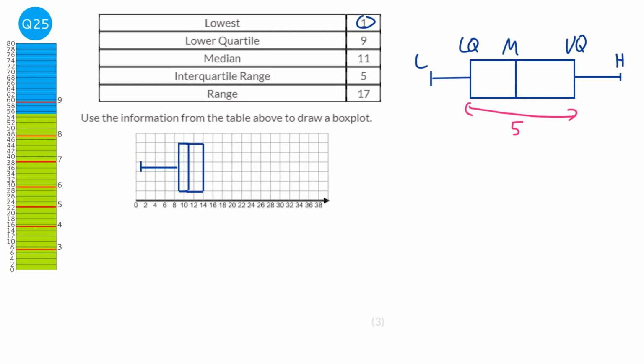Now the range is the total distance, or the total width, of our box plot. So that's 17. So that's going to be 17 higher than the lowest value. The lowest value is 1, so 1 plus 17 is going to be 18. So we're going to have that at 18. And again, I'm just going to put a line there.